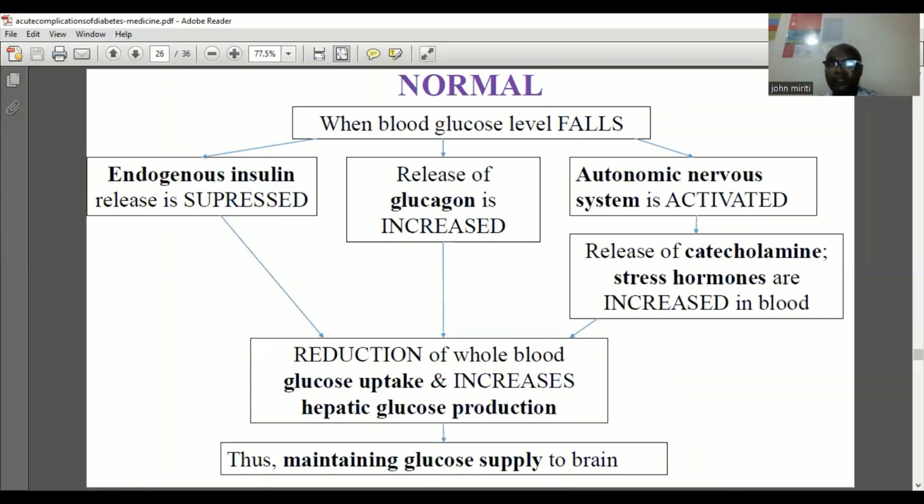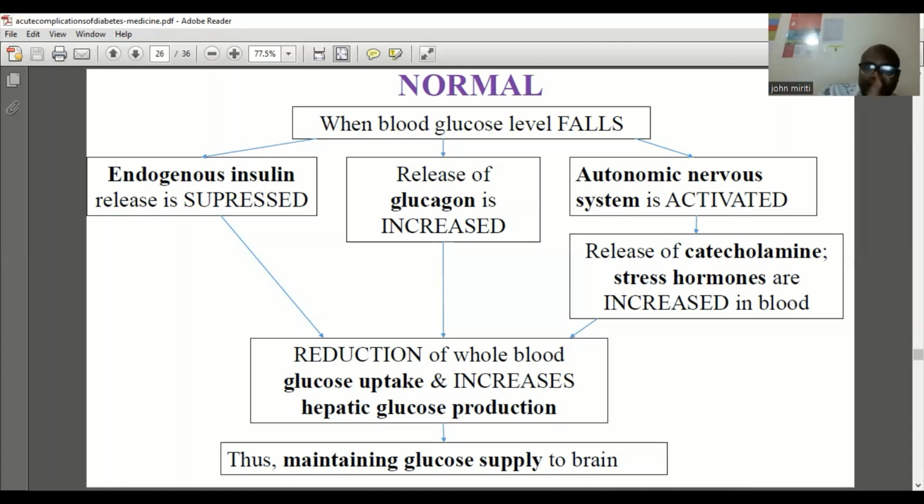A normal person, when blood glucose falls, what happens? There are three pathways, which at the end of the day result in the same thing. So how does the body control itself if there is low blood sugar? In number one, endogenous insulin release is suppressed. So if there's another place where insulin was produced other than the beta cells, it is suppressed, which results in reduction of whole body glucose uptake and increases hepatic glucose production, which results in maintenance of the normal glucose supply to the brain.